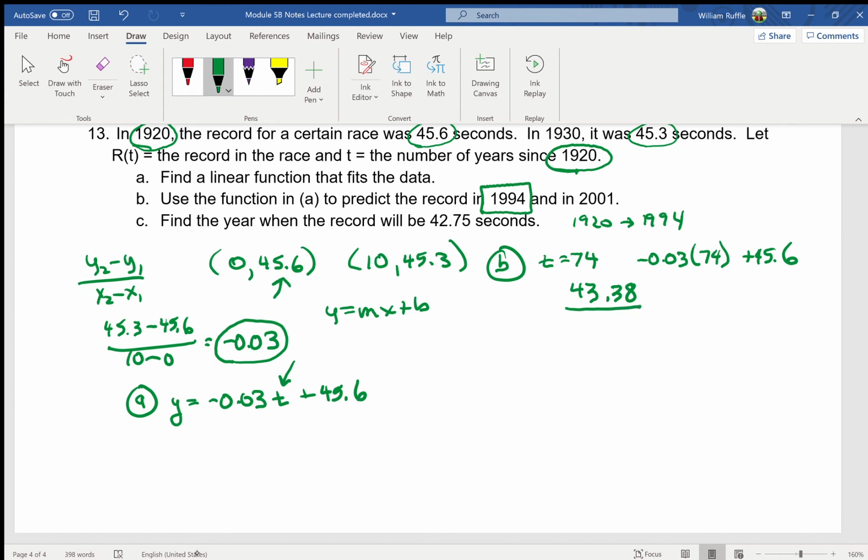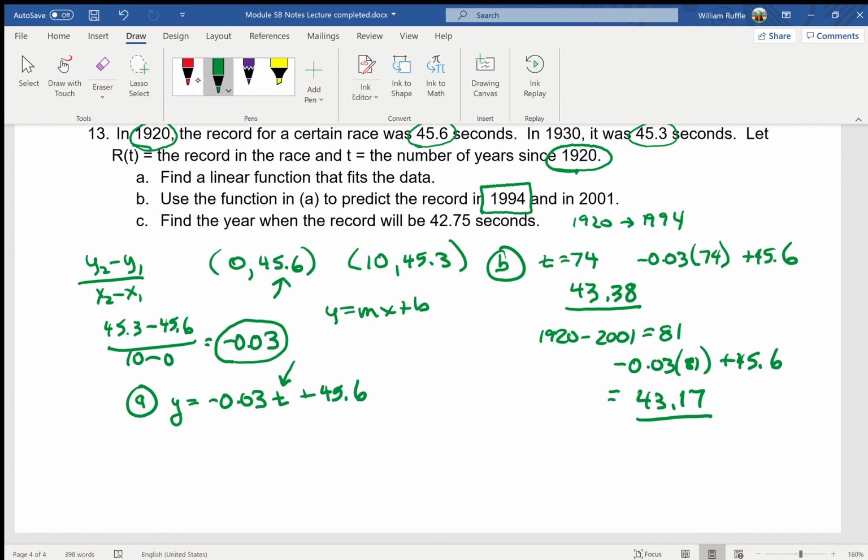So the next one is going to be in 2001. So if I do how many years have passed from 1920 to 2001, well, that's 81 years. So I'm going to do negative 0.03 times 81 plus 45.6. I do this in the calculator and I get 43.17. So in 2001, the record will be 43.17.